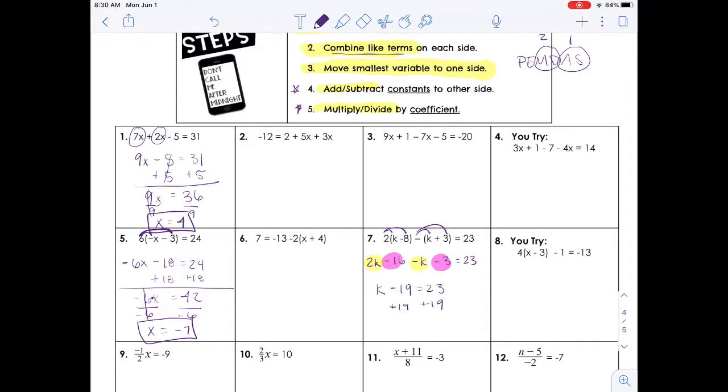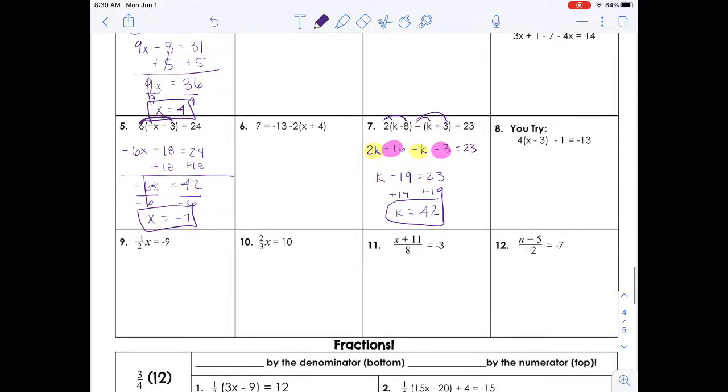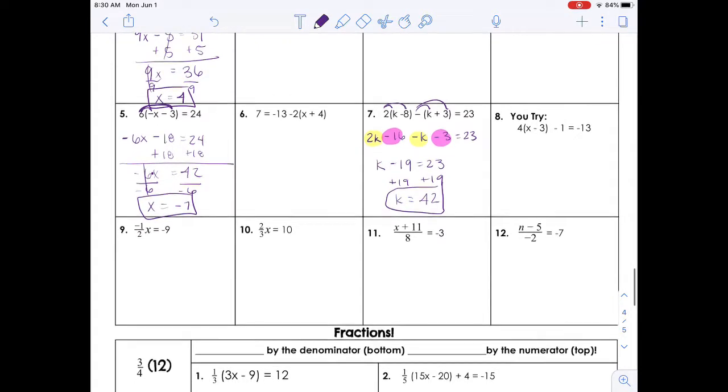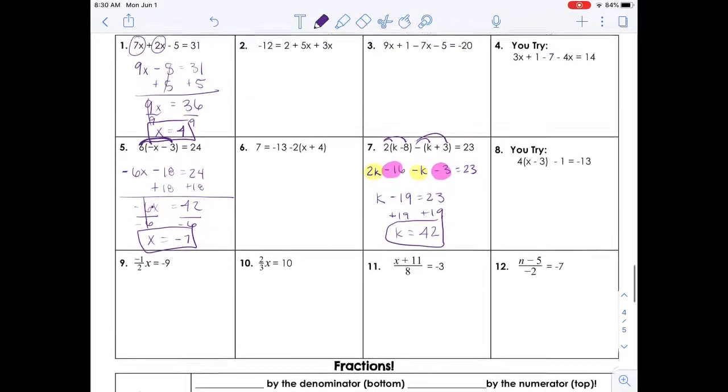And 23 plus 19 is going to give us 42. So that's our answer. Okay. Let's do a couple more, and then we will look at some fractions.